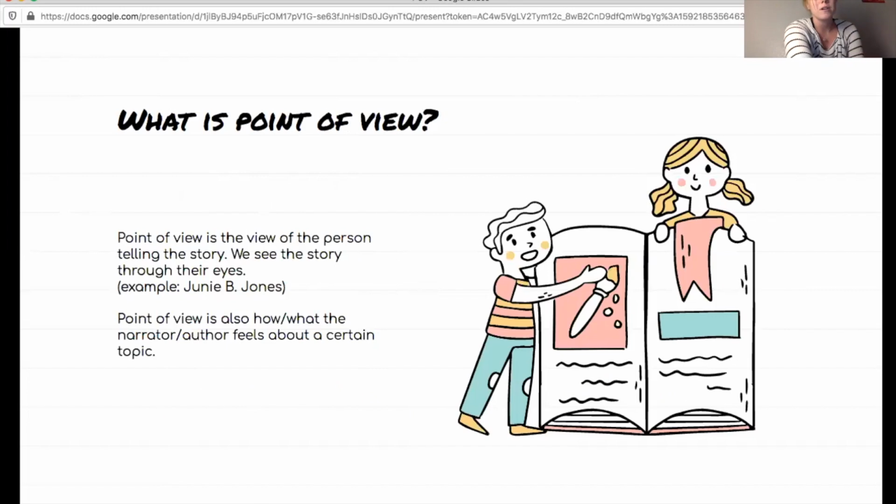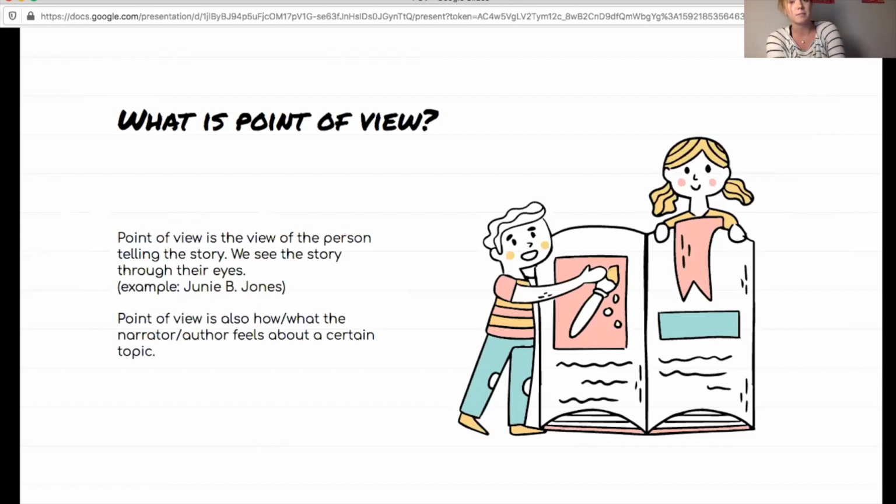All right, so first let's do a quick review. And that is, what is point of view? So for those of you who may remember this from second grade, point of view is the view of the person who is telling the story. And we're seeing the story through their eyes. So the example I wrote down there is the Ginny B. Jones series. I'm not sure how many of you have read that. It was one of my favorite series as a kid.